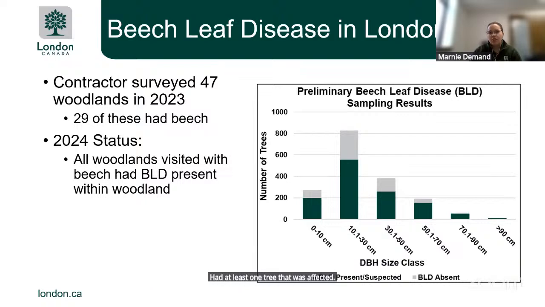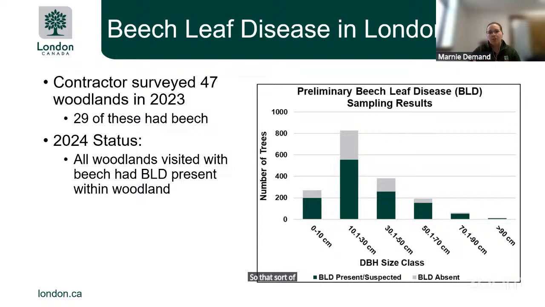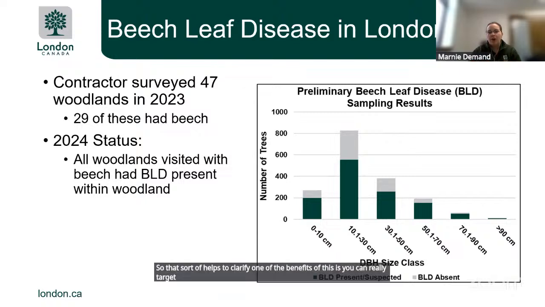Going back to the work that was done in 2023, if we had had more information on which woodlands had beech in advance, we could have been more effective in where we sent the contractors to look for beech leaf disease. So that helps to clarify one of the benefits of this: you can really target your actions based off of what you have when you know what you have.